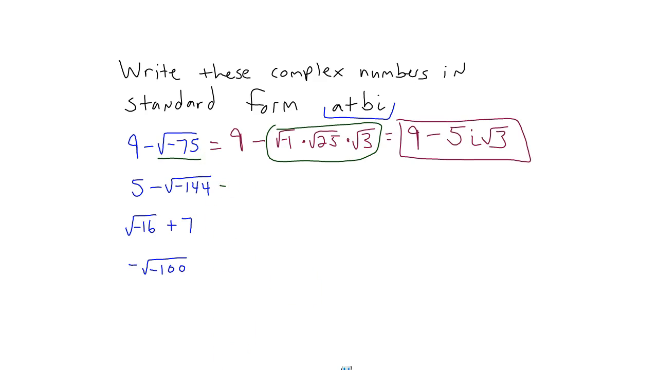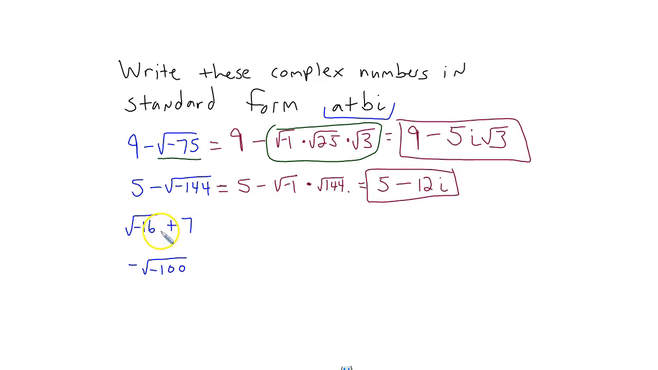We'll do the same thing with the next question. Negative under the radical, square root of negative 1. Now, is 144 a perfect square? It is, right? So I don't need a perfect square that goes into it. Itself is a perfect square. When I write it, the i goes second, and the square root of 144, which is 12, goes first. So 5 minus 12i.